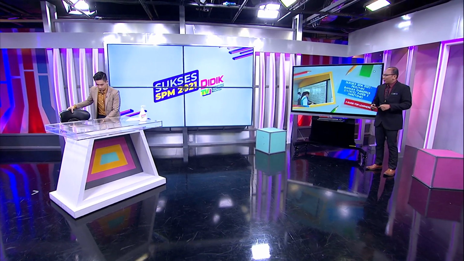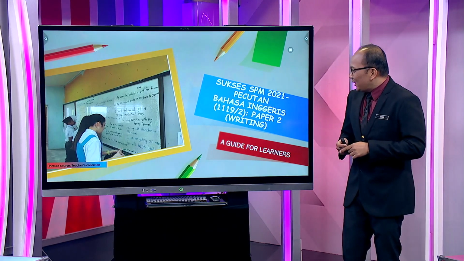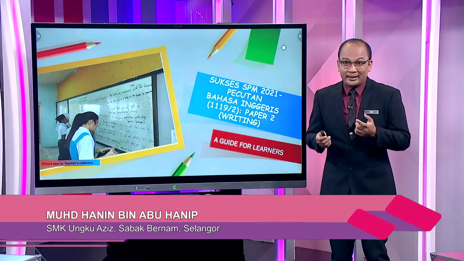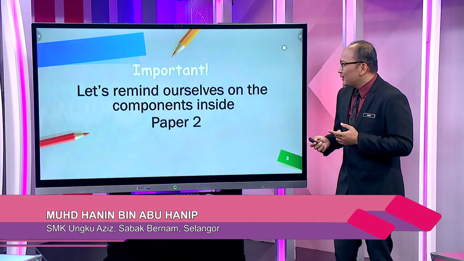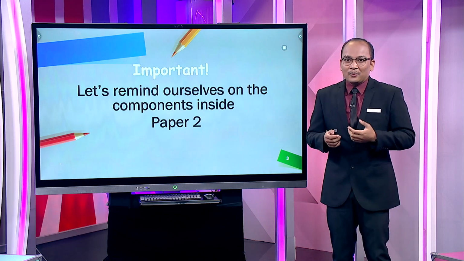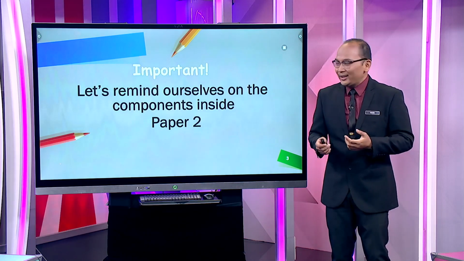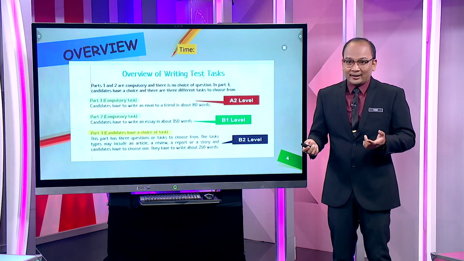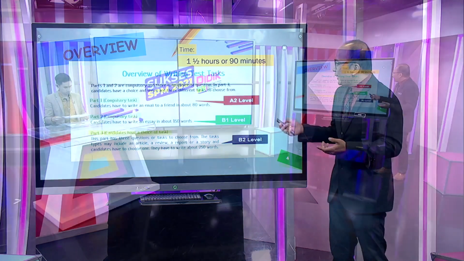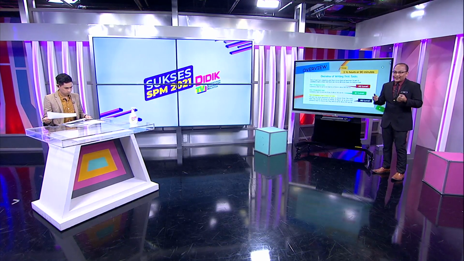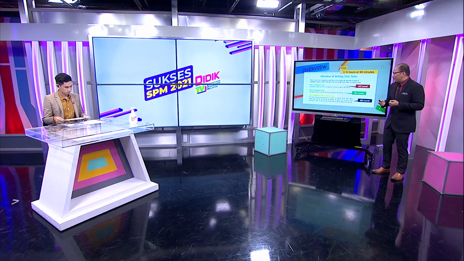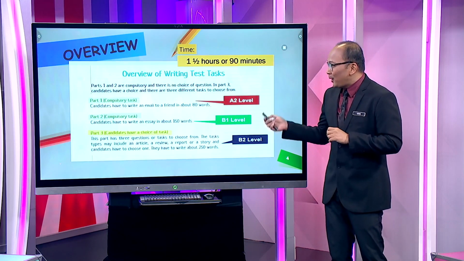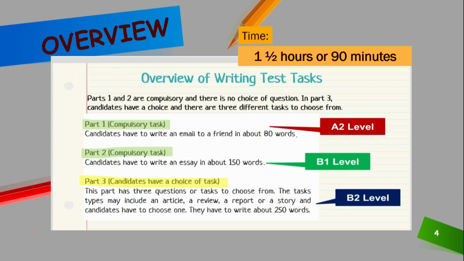So everybody, we are going to focus on English paper writing, and this is going to be a guide for everybody. So listen very carefully. Let's remind ourselves what the components inside paper 2 are. So let me show everybody this overview. The time would be 1.5 hours or 90 minutes for this particular paper. In this paper, we have 3 major parts, which are Part 1, Part 2, and also Part 3.